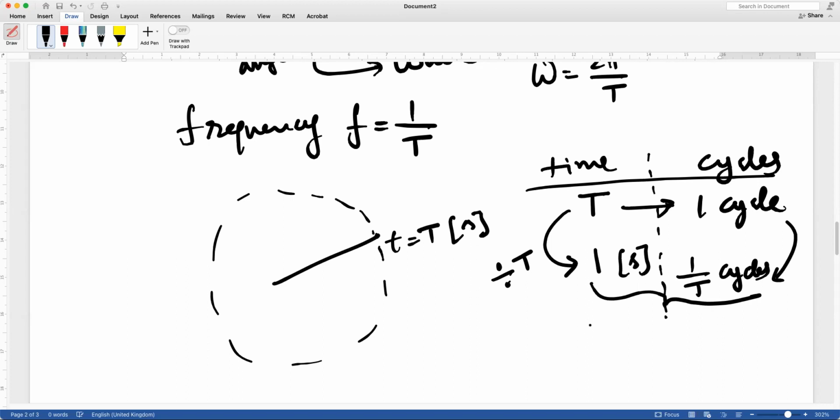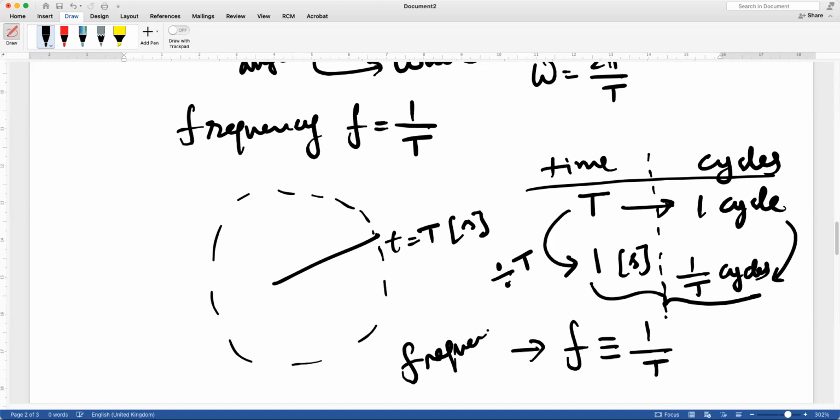We are saying that if capital T is the time taken to complete one cycle, then in 1 second, 1 over T cycles will be completed. So we define this as F. F is defined as 1 over T. That is our frequency.